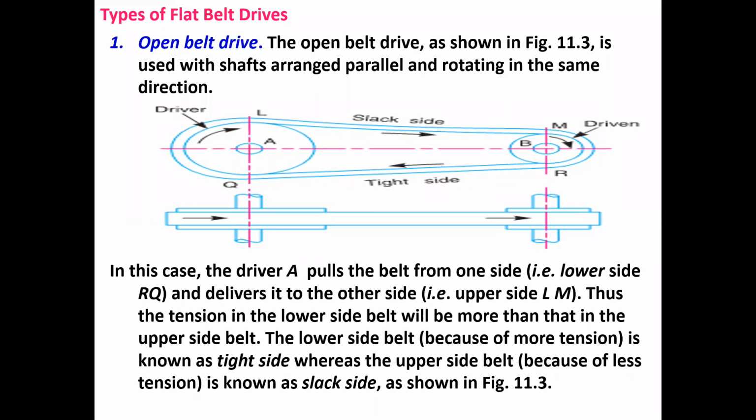The power is transmitted from driver to driven with the same direction of motion. That means when the driver is rotating clockwise, the driven is also rotating in the same direction of motion. At that time we use the open belt drive. That is the main usage of the open belt.